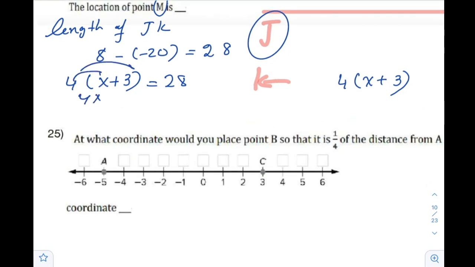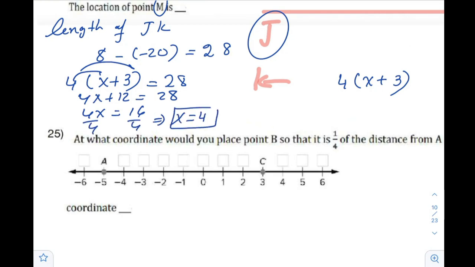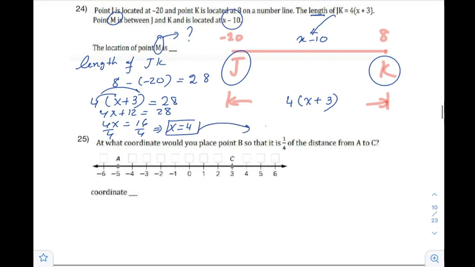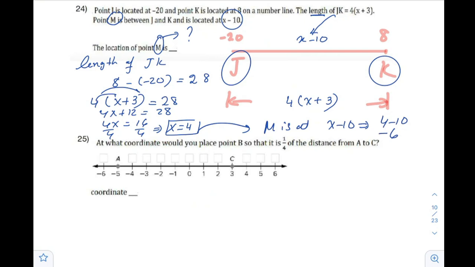You can distribute. So 4x is 28 minus 12, which is 16. So dividing by 4 will lead to x is 4. Why do I want x equals 4? Because he said that M is located at x minus 10. So what will you do? M is at x minus 10, so 4 minus 10, which is -6. I will replace. So the answer here is M is located at -6.